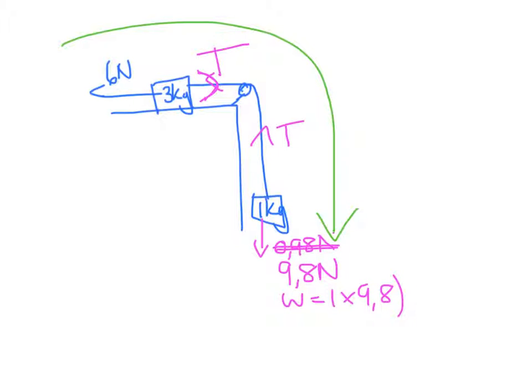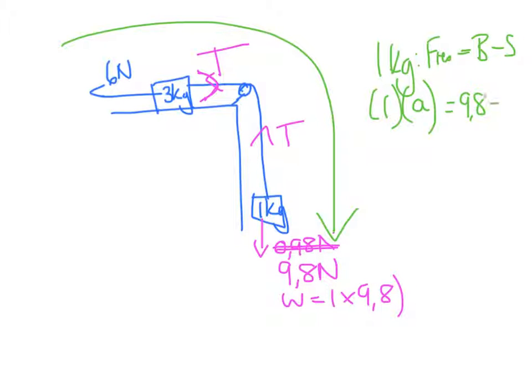If we're looking at the 1 kilogram block, we can say that force resultant is big minus small. Force resultant is the mass times the acceleration of the system, not gravitational acceleration for force resultant. Big force 9.8 newtons down, small force tension, so tension is going to be equal to 9.8 minus A.